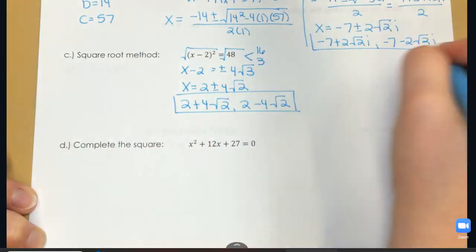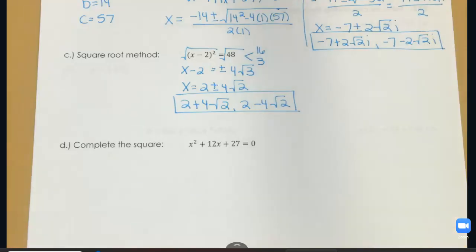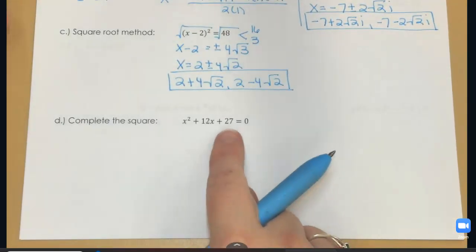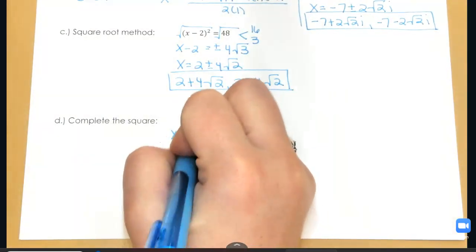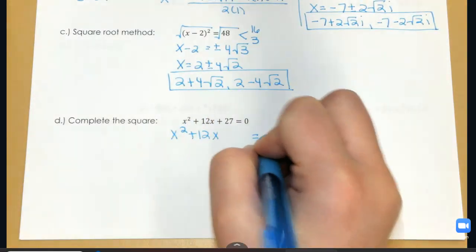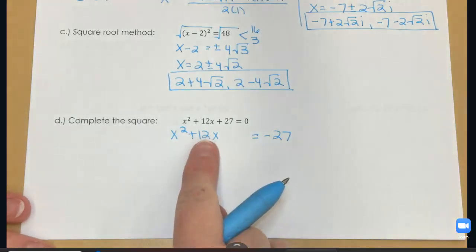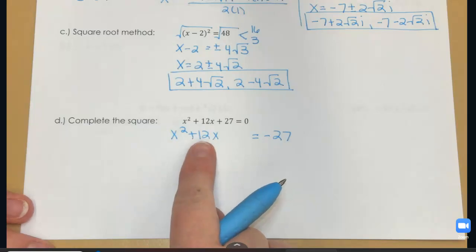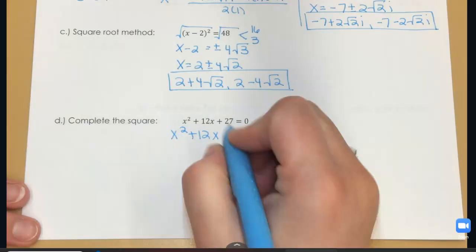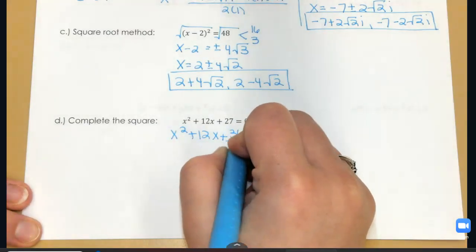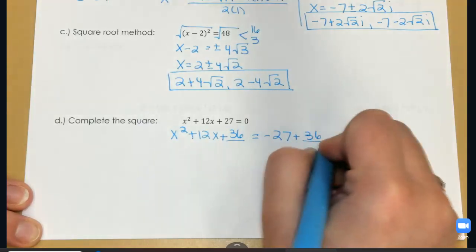And then I forgot to box in my answers for the previous one. Okay, last one, completing the square. In order to complete the square, I first need to move that constant over. So I'm going to move the 27 to the other side, so it's now negative. And then to figure out what completes my square, I need to half the middle term. My middle term is 12. Half of that is 6, and then I need to square it. Well, 6 squared is 36, so I need to add that to both sides.